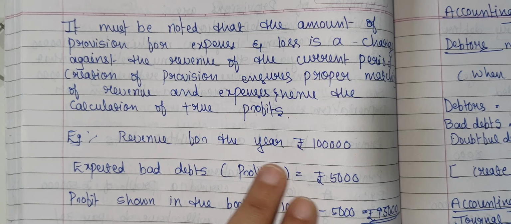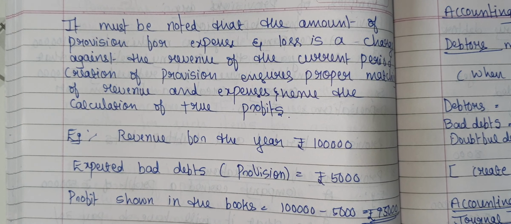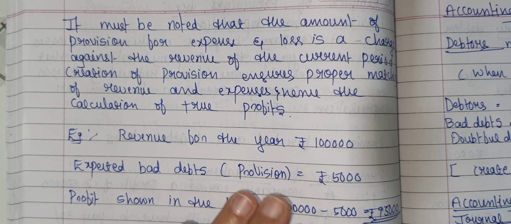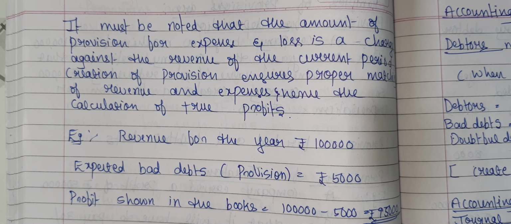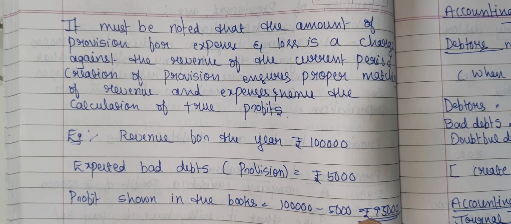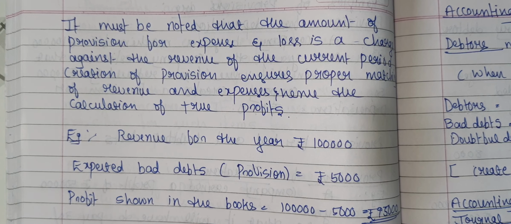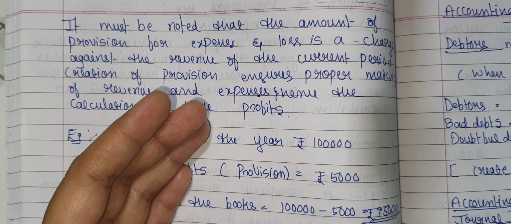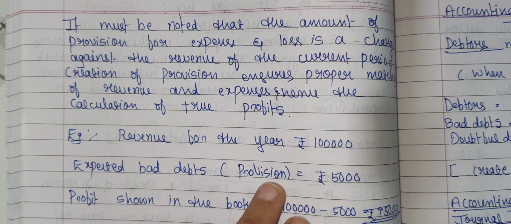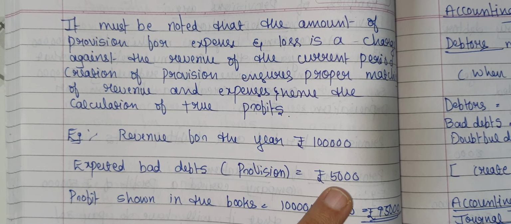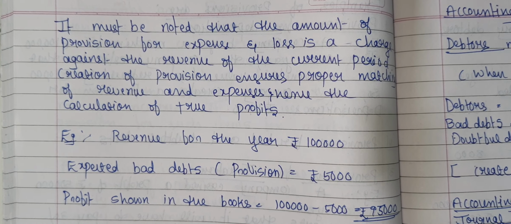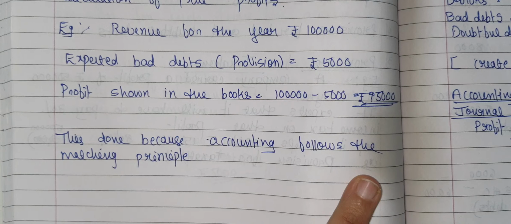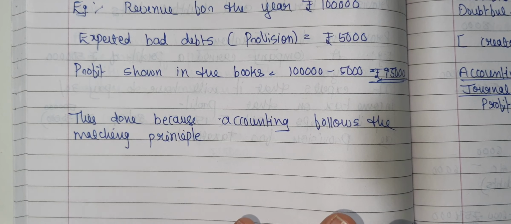Clear? For example, revenue for the year is rupees 1 lakh and expected bad debts, that is the provision amount, is rupees 5,000. Now profit shown in the books is how much? 1 lakh minus 5,000, that is rupees 95,000, because in provision we keep aside the amount out of profits. Here profit is rupees 1 lakh and the provision we have created is rupees 5,000. So profit shown in the books is how much? 95,000.